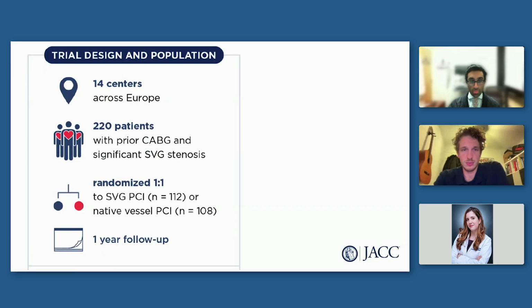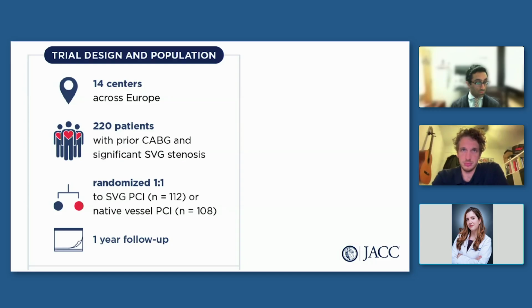I love the infographics that JACC does now with these large trials, because I think they really hone in on the important points, so I've used these infographics in our slides that were published with the trial. What you can see here is that the trial was multi-center, in 4 countries across Europe, 14 centers total. There were 220 patients with prior CABG and significant vein graft stenoses. They were randomized in a 1-to-1 fashion to vein graft PCI or native vessel PCI with an intention to treat design.